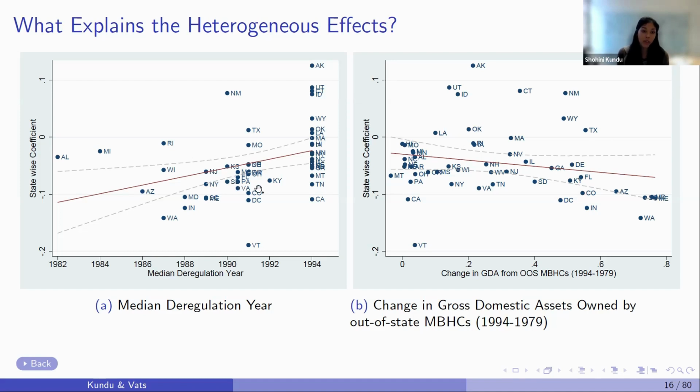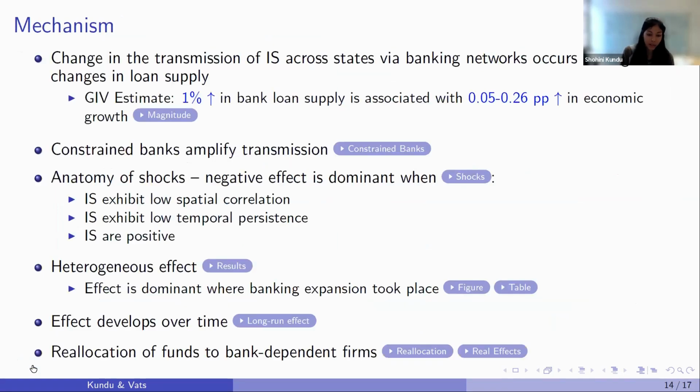These relationships we codify more rigorously through a robust regression specification, but that's in the paper, so I'll skip that in the interest of time.